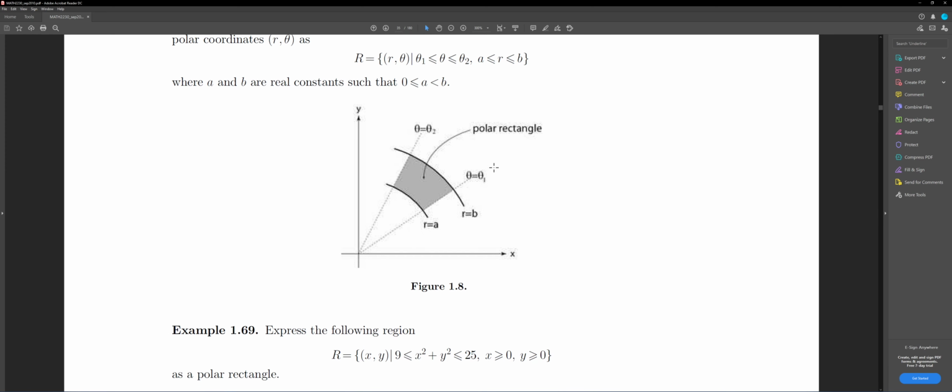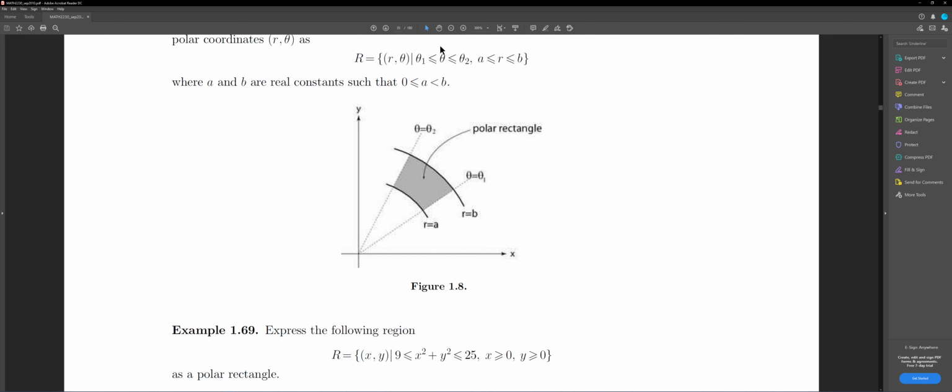Right, so you want to graph your lines theta is equal to theta 1, and we talked about this. Theta is equal to theta 1 is a line passing through the origin where this angle here is theta 1, right? And theta is equal to theta 2 is a line passing through the origin where this angle here is theta 2, right?